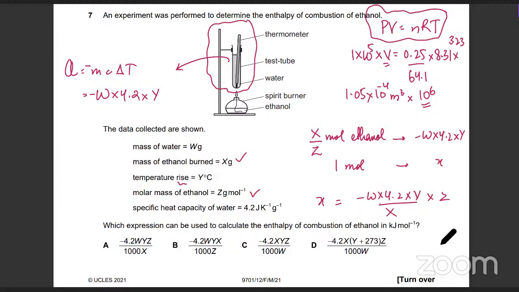Okay, that's done. And then remember, mc delta T is all in joules. So we're dealing in joules at the moment, and we have to convert that into kilojoules. For that, I'm going to divide the whole thing by 1000, to get kilojoules per mole. So 1000x must be at the bottom. So it's going to be A: minus 4.2 W, y, and z, over 1000x. Is this clear? Yes, sir. Is it clear to the others? Rehan, clear?